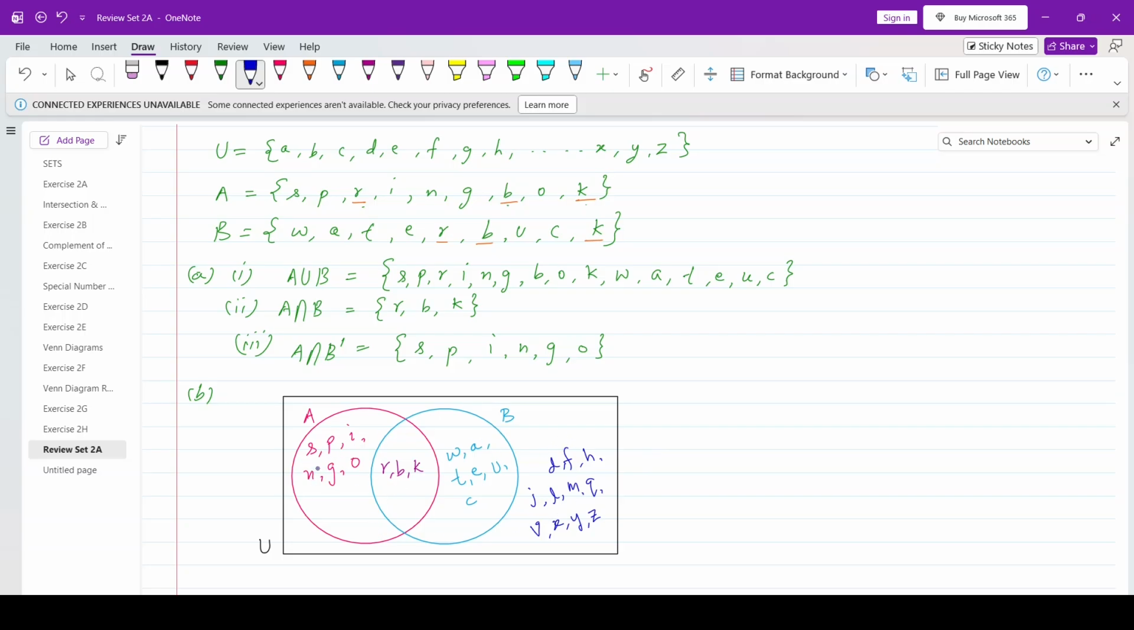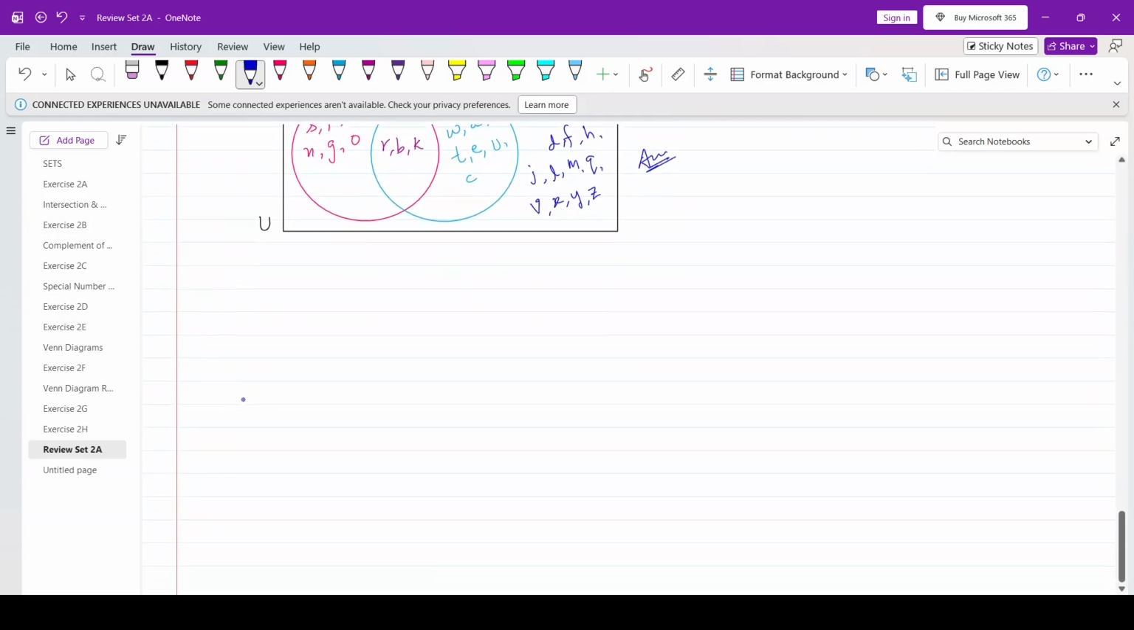So they all should add up to 26. Let's count 1, 2, 3, 4, 5, 6, 7, 8, 9, 10, 11, 12, 13, 14, 15, 16, 17, 18, 19, 20, 21, 22, 23, 24, 25, and 26. So this is our answer. Let's go to the next question.